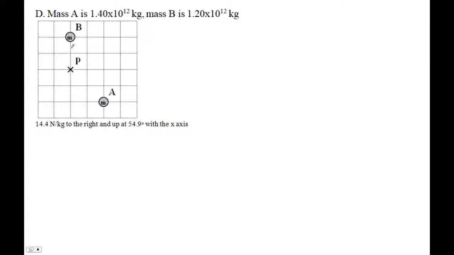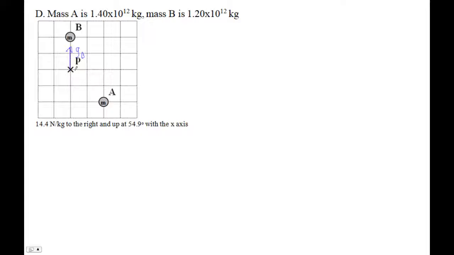So we're finding the gravitational field here at P, right? Masses are easy. The gravitational field's always toward the mass. So the gravitational field of B is toward B. So here's our G of B. It's just straight up. All of it's in the y direction.